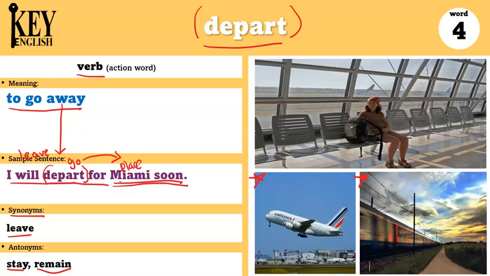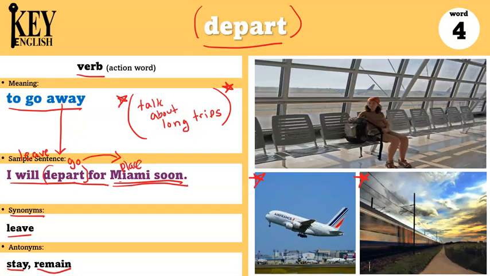For example, I can say, the airplane will depart soon. Or, you'd better hurry and get to the train before it departs, before it leaves. You can use this word to talk about any time that you leave or any time you go away from any place like your house or your school. But this word is most often used to talk about long trips. So trips that will take a long time or trips where you'll be gone for many days. In those situations, you can use the word depart.